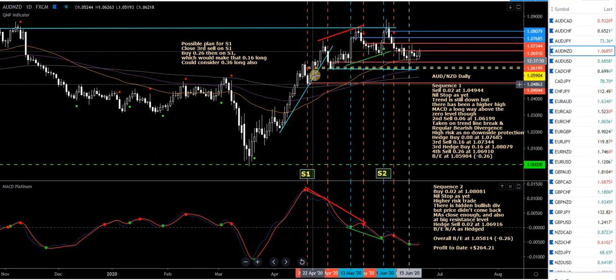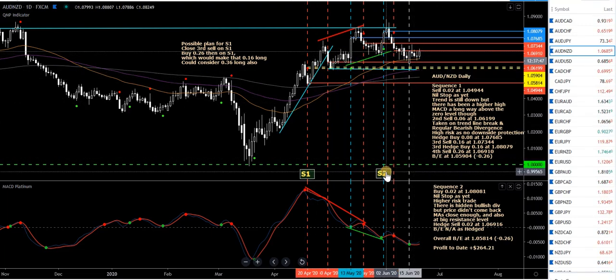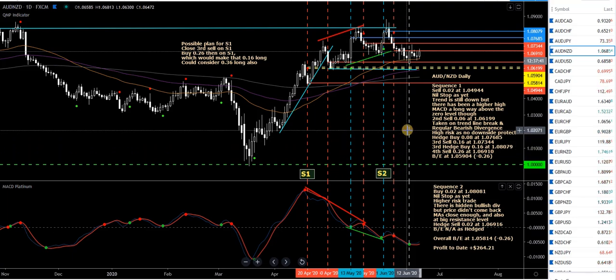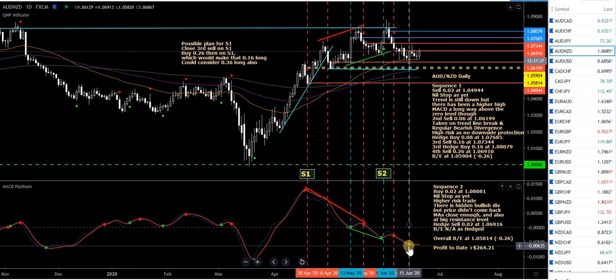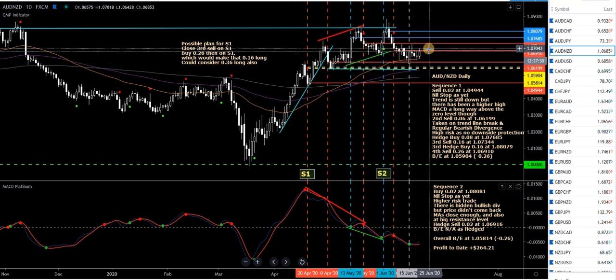So I'm in a sell sequence here, overall break even. Sequence 2 is a buy, and I've taken a hedge sell. You see a grey vertical line like this, just a warning symbol. In this case, there's a green dot on the MACD Platinum below the zero level, so I'm preparing myself for a possible buy, hence the plan.